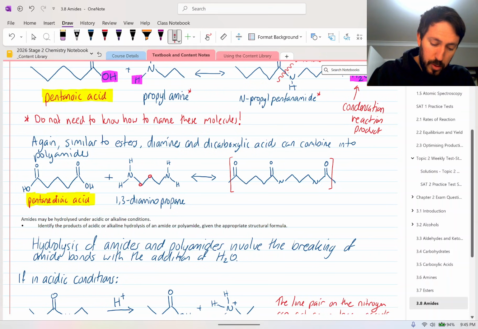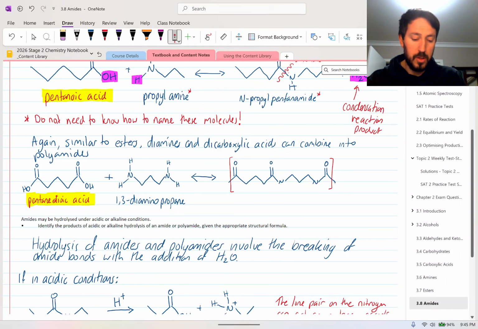So 1, 2, 3, prop. So it's a propane with amino groups on both ends, and because those amino groups could be in the middle, we pretty much say 1,3-diamino. So you have to say the location of those ones as well. Don't have to name it, so don't stress out too much about that.